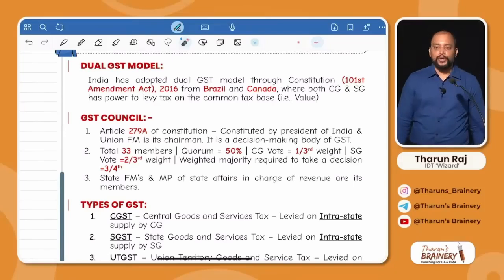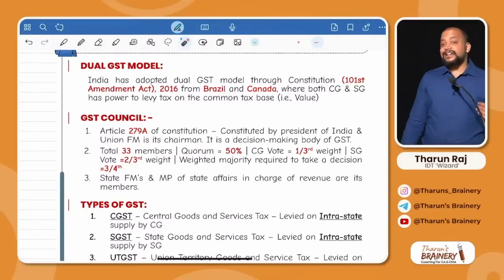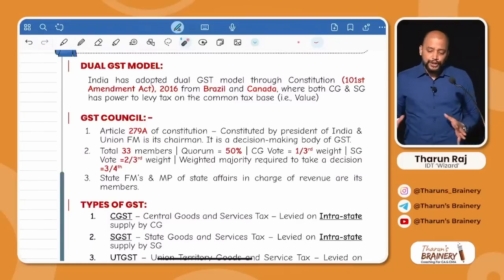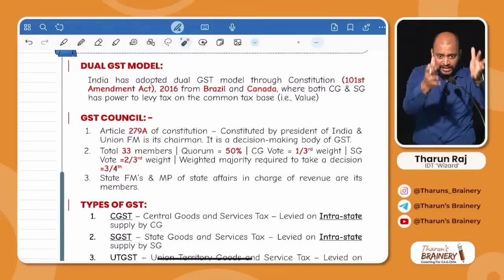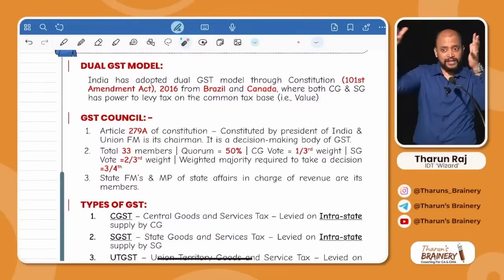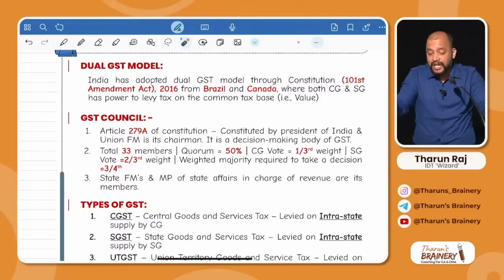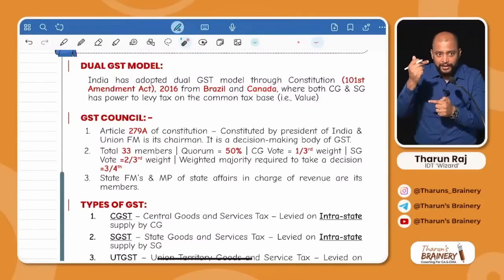This is again very important. Why is there a need for a Constitution amendment? Just now I told you, so far indirect taxes were levied by the central government separately and the state government separately. Now everything is brought into GST, which means GST will be levied both by the central government and by the state government, so an amendment is required in the Constitution.